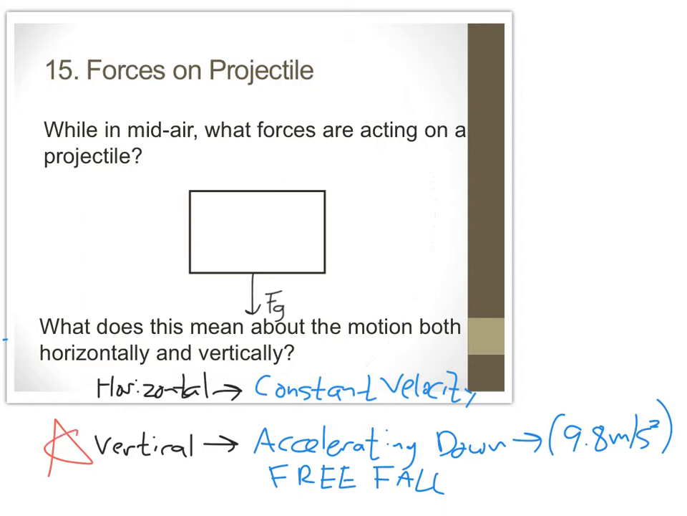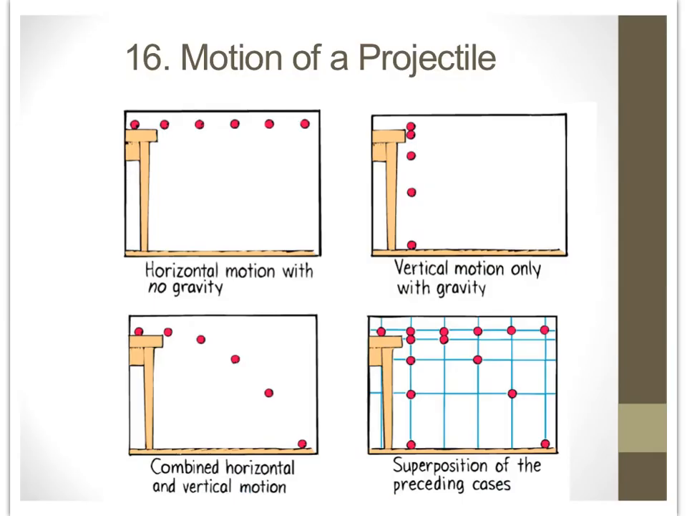This idea right here, or these two ideas, are the most important thing we need to know about projectile motion. It's a combination of constant velocity in the x direction and free fall, or accelerating down at 9.8 meters per second squared in the y direction. So I have two pictures on this slide and the next that really show this concept.